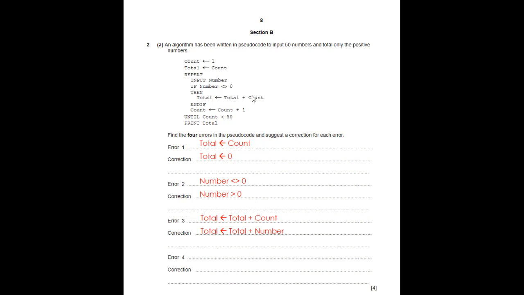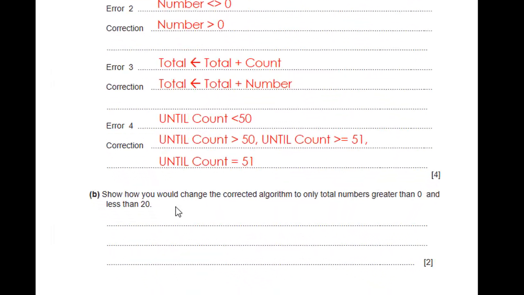Here where it says total equals total plus count, would add 1, 2, 3, however many times we've gone around the loop, where we want to add the number that we've just input, if that number was greater than 0. And the last one, less than 50, okay, so 1 is less than 50, so it can end. What we need to think about is making it greater than 50, or we could say until it's greater than or equal to 51, or we can say equal to 51, and that would mean that we've reached 50 and we've gone one more time, which means we're now greater than 50.